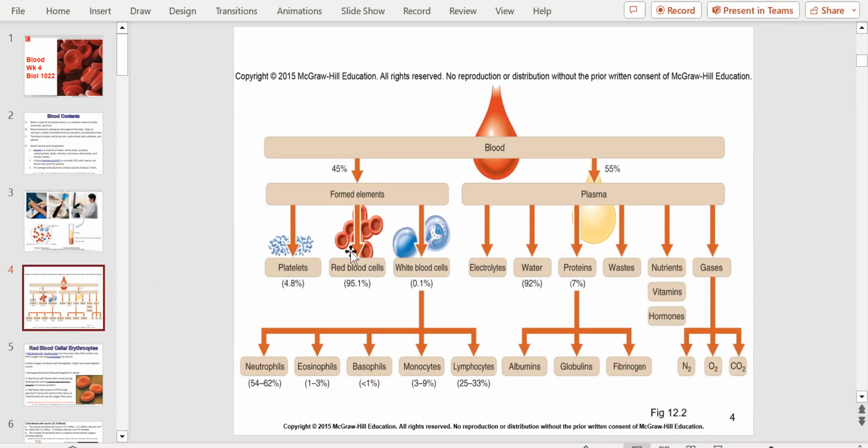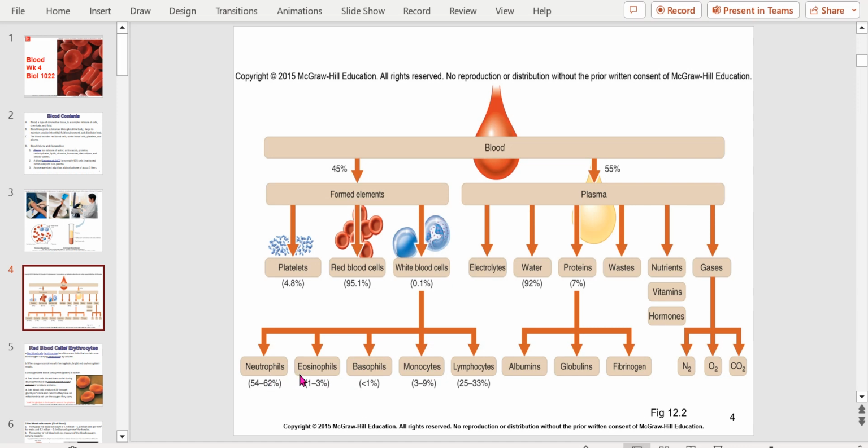Just a nice shot of the separation between the formed units. Here we're talking the RBCs, 45%, as opposed to the plasma, the non-formed units, kind of dissolved within the plasma, 55%. So now you see the formed units here: your platelets, RBCs, and WBCs, which can then be further broken down. Most of these you would have heard last week, and we'll continue on again this week.